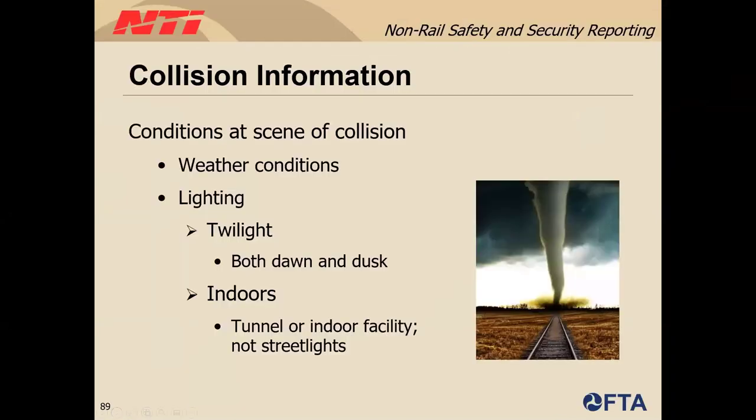The collision information screen captures information about the conditions at the scene, such as weather and lighting conditions at the time of the collision. The twilight selection is used to refer to both dawn and dusk when it is not full light or full dark out. Please be sure your lighting corroborates the AM PM time you entered on the basic information screen. Indoors is not used to indicate street lights or lights at a station platform.